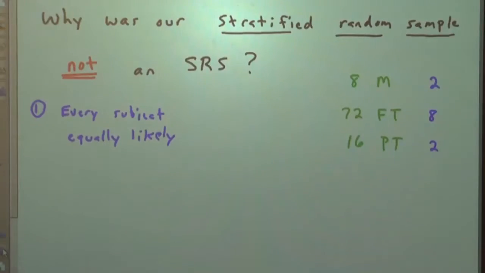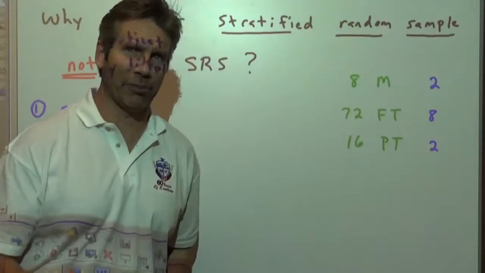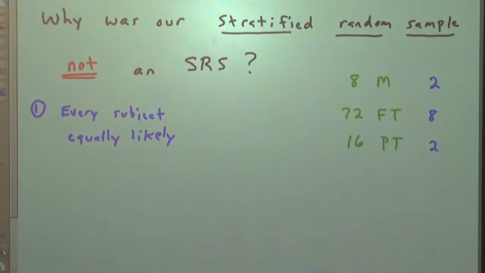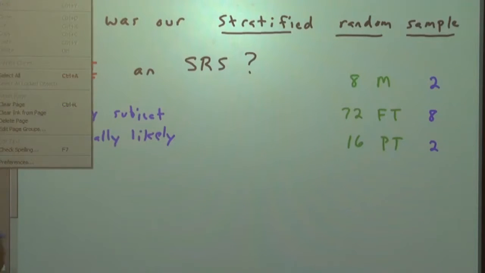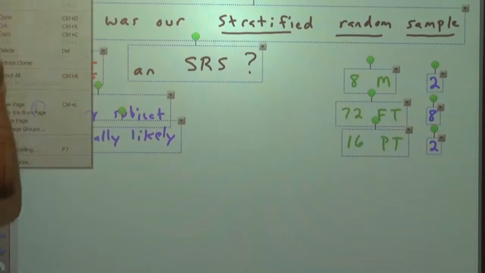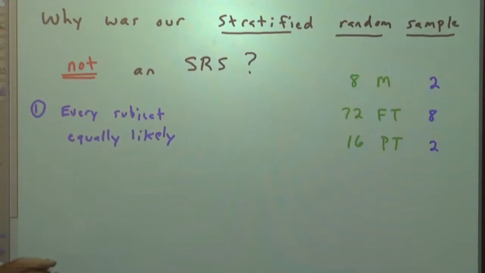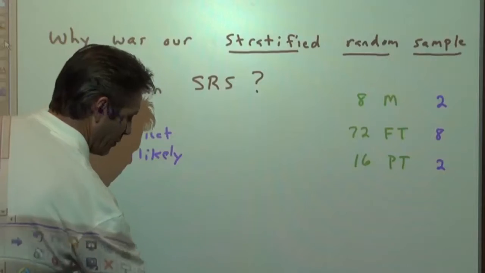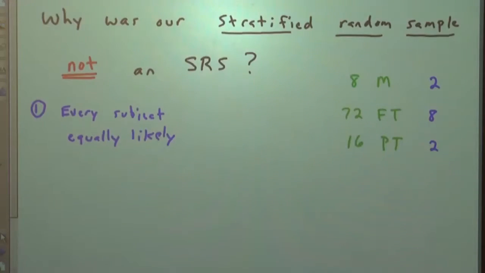Well, the big question is, why was the stratified random sample we took not an SRS, not a simple random sample? Well, it violated part of the definition of the SRS. First of all, just a second, I'm going to select this, copy it, and create a new frame because we are going to explore this from 2 different perspectives. Let's go back here. Okay, everybody.